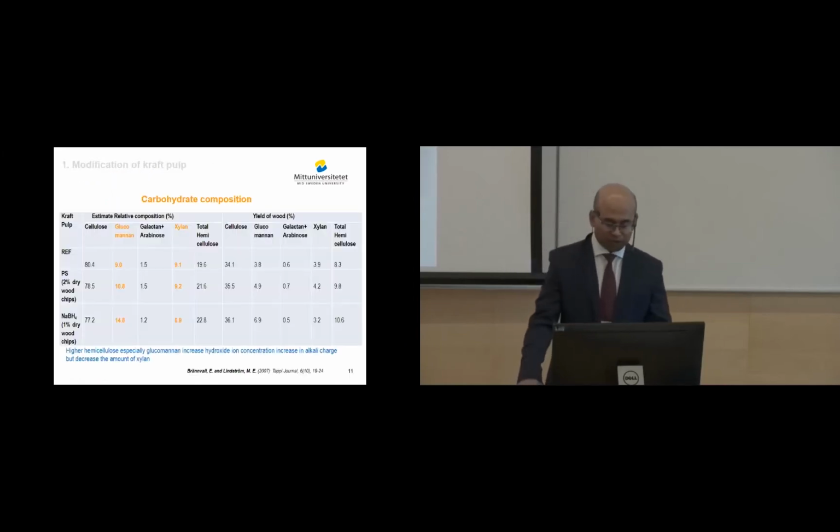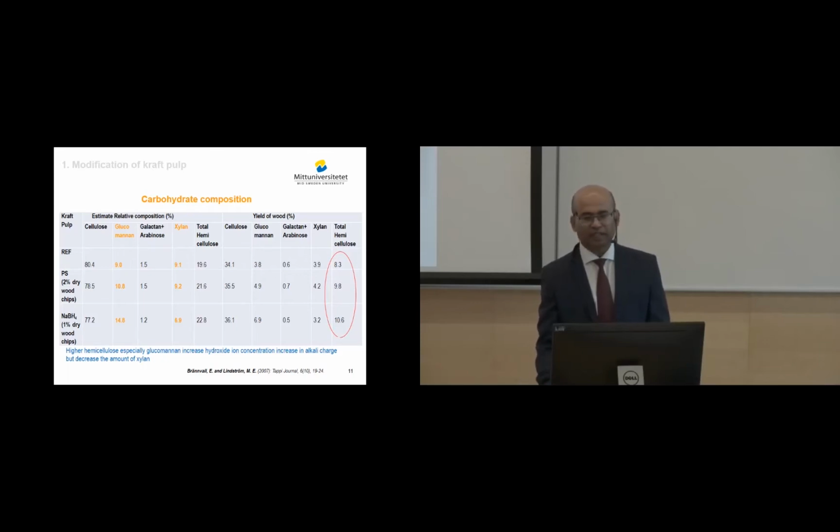Look at this graph. We compare the reference, polysulfide, and sodium borohydrate pulps, and the total hemicellulose was increased for sodium borohydrate. But in the literature we know that higher hemicellulose, especially glucomannan, increases the hydroxide consumption, which increases the alkali charge, but decreases the amount of lignin. So in our case, it looks the same: a 2 to 4% yield improvement based on the glucomannan, and the opposite for the lignin. So it makes sense that sodium borohydrate and polysulfide have some kind of activation during this process, and that helps yield improvement, especially of the hemicellulose.